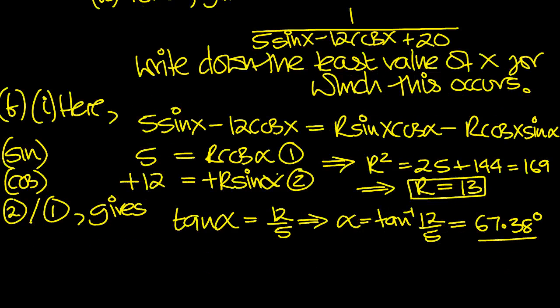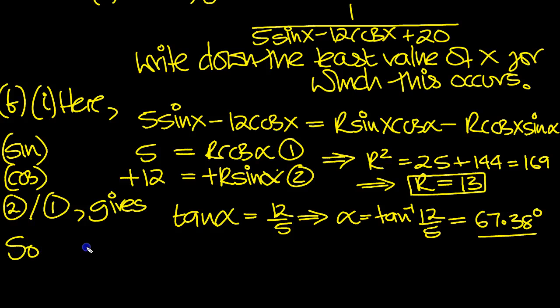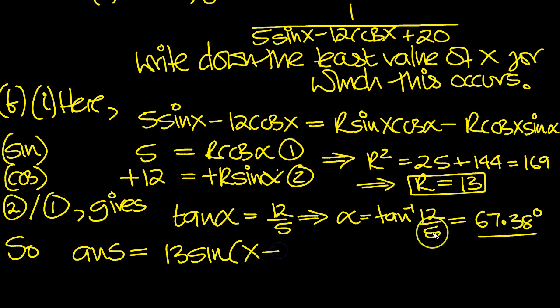And we've got R. So the answer is R sin(x minus alpha), which is 13 sin(x minus 67.38). There we go, that's part 1. Now part 2.